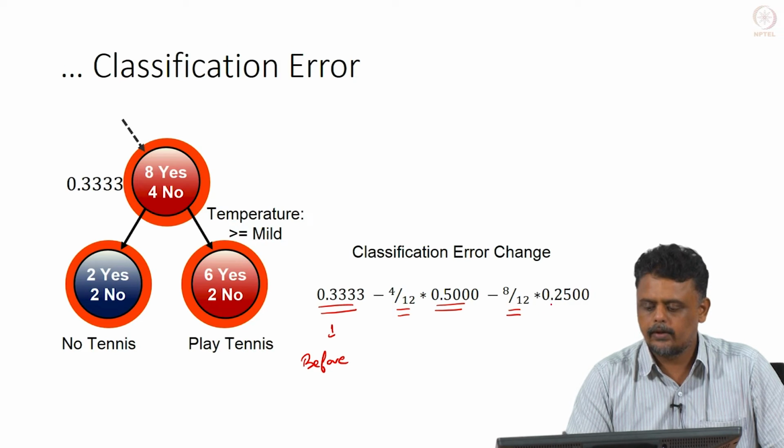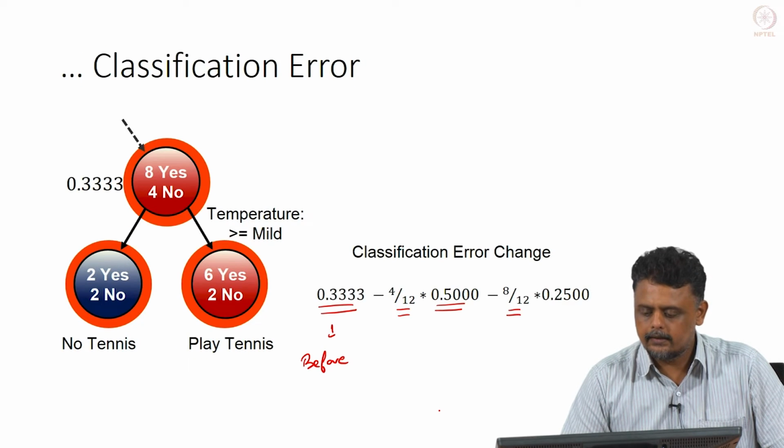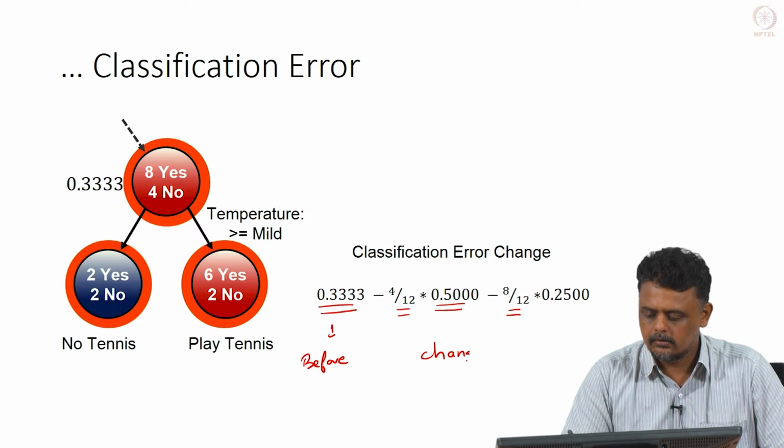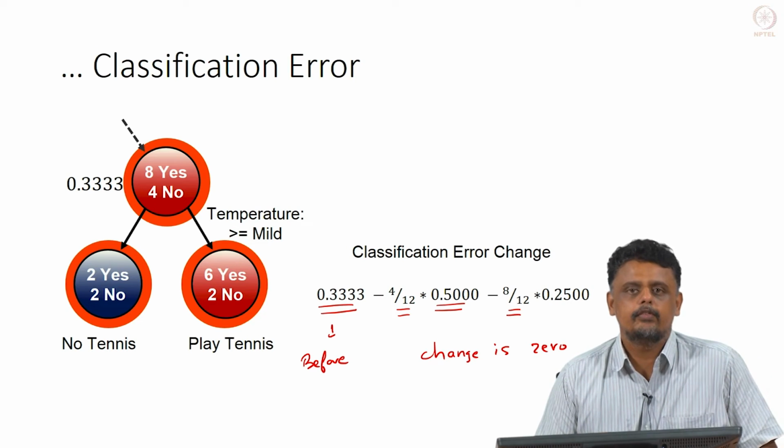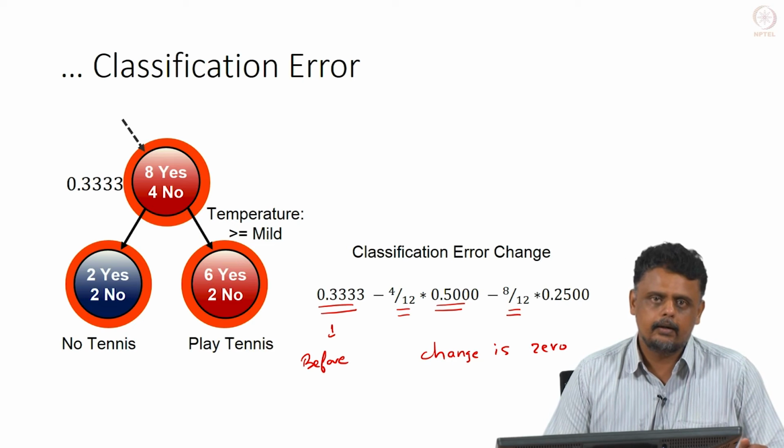8 over 12 times 0.25, and you will see that if we do that, then the classification error change is 0. So, this can happen when we use classification error as our metric to decide the split.